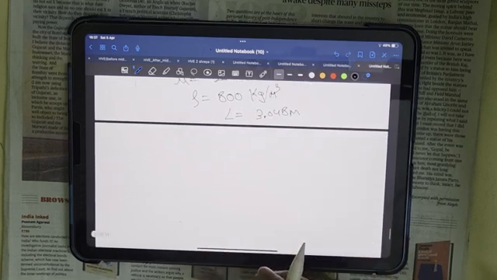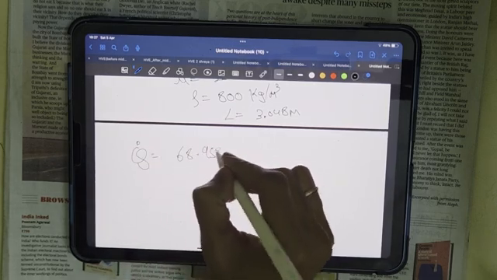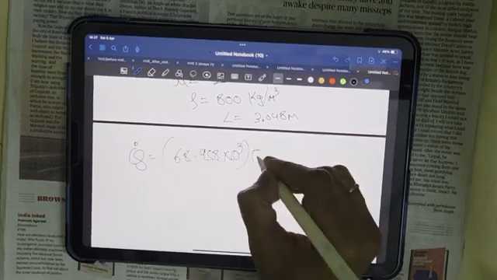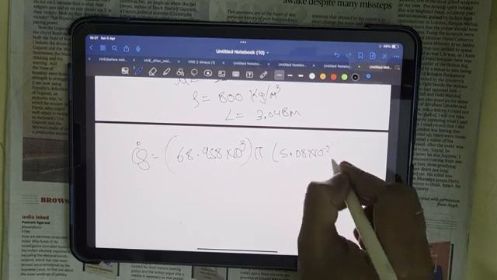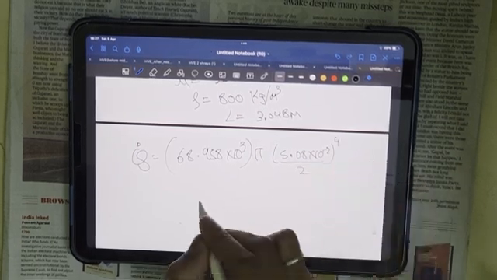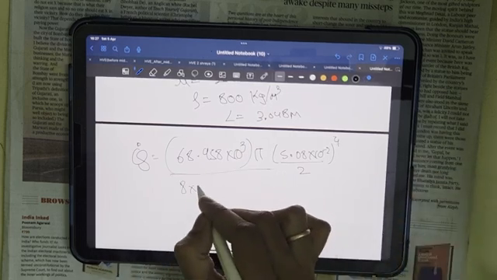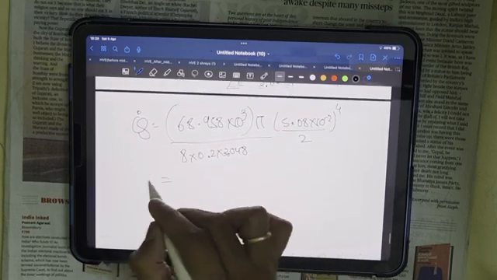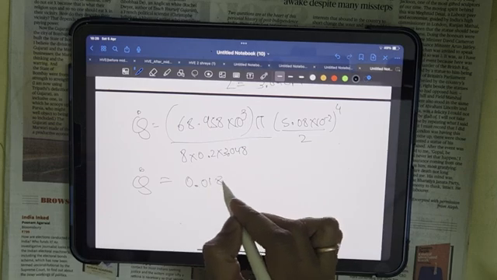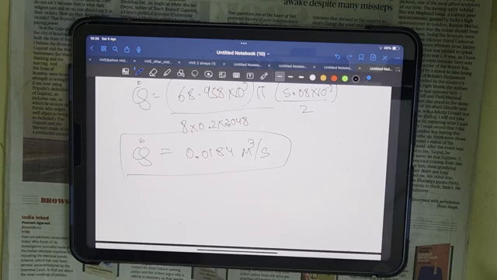After substituting the values, we get volumetric flow rate as 68.958 into 10 to the power 3 into pi into R, that is 0.48 into 10 to the power minus 4 upon 2 to the power 4, upon 8 into 0.2 into 3.048. After calculating, we get volumetric flow rate as 0.0184 meter cube per second. This is the volumetric flow rate for the given problem.